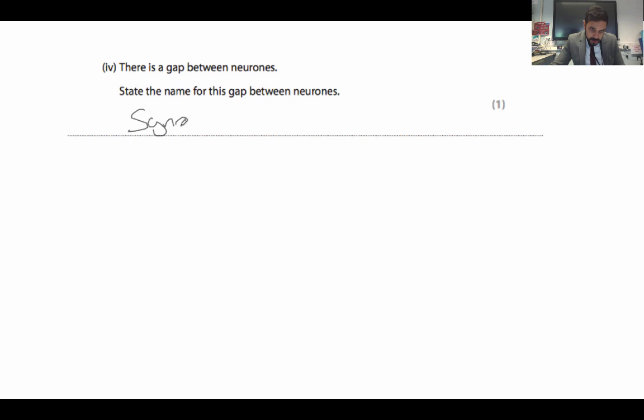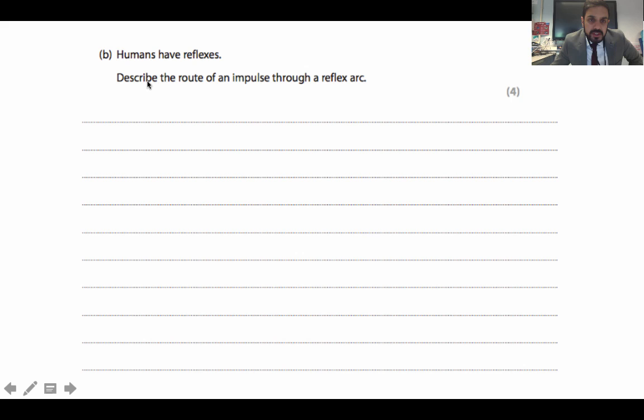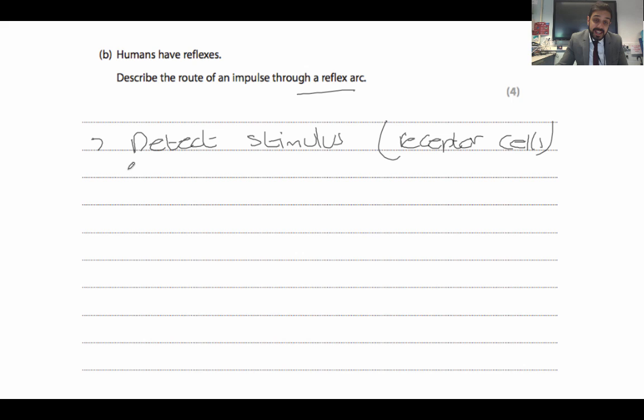Okay. Humans have reflexes. Describe the route of a reflex arc. Now, you know what the normal response is. So receptor, sensory neuron, relay, motor, and so on. It's exactly the same, just slightly different. So the first thing is you detect a stimulus. Well, what actually detects it is the receptor. Receptor cells. They detect the stimulus.